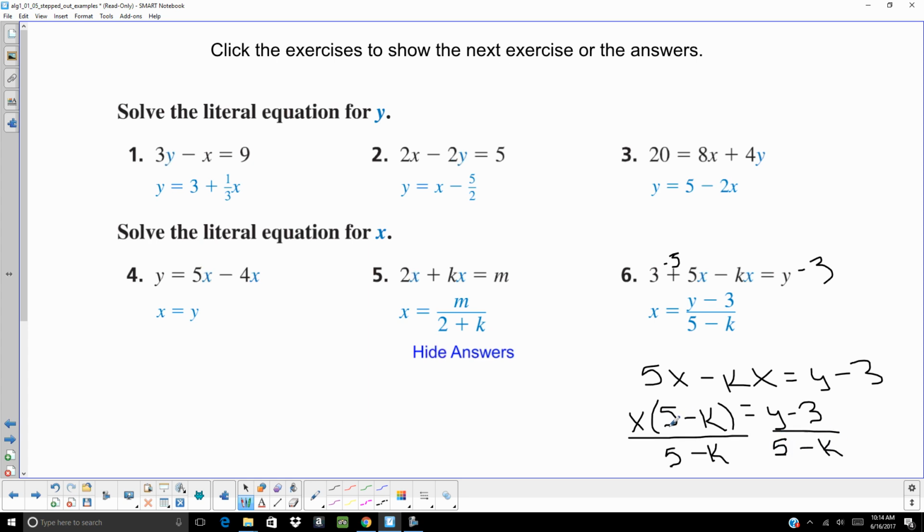And that's how they came up with that answer: y minus 3 over 5 minus k. If you want to, come into Math Lab or iPass, and we can do some more ones like this.